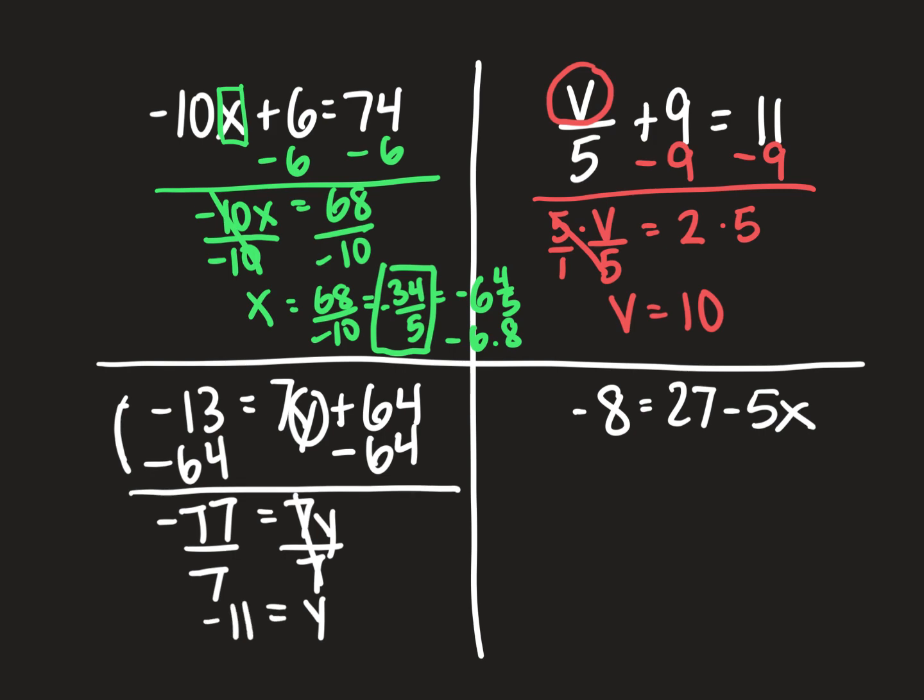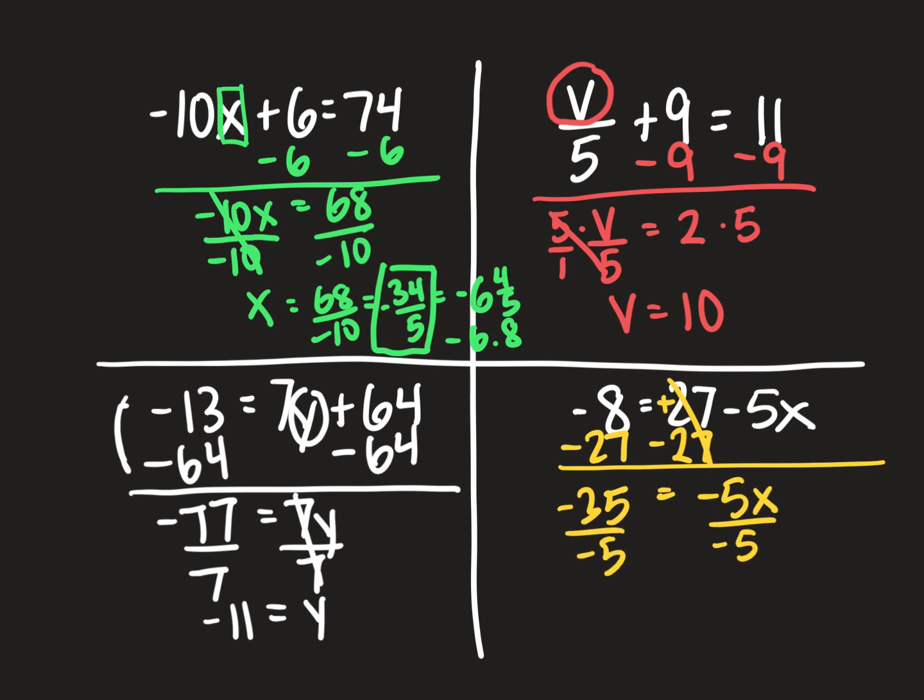On this fourth example here, the constant is 27, and so what is not shown here is that 27 is positive, so in order to get rid of it, I have to subtract 27. 27 minus 27 is 0. And when I subtract 27 from negative 8, I'm left with negative 35. On the right-hand side, I have negative 5x, and when I divide by negative 5, I have x isolated on the right side, and negative 35 divided by negative 5 is a positive 7.